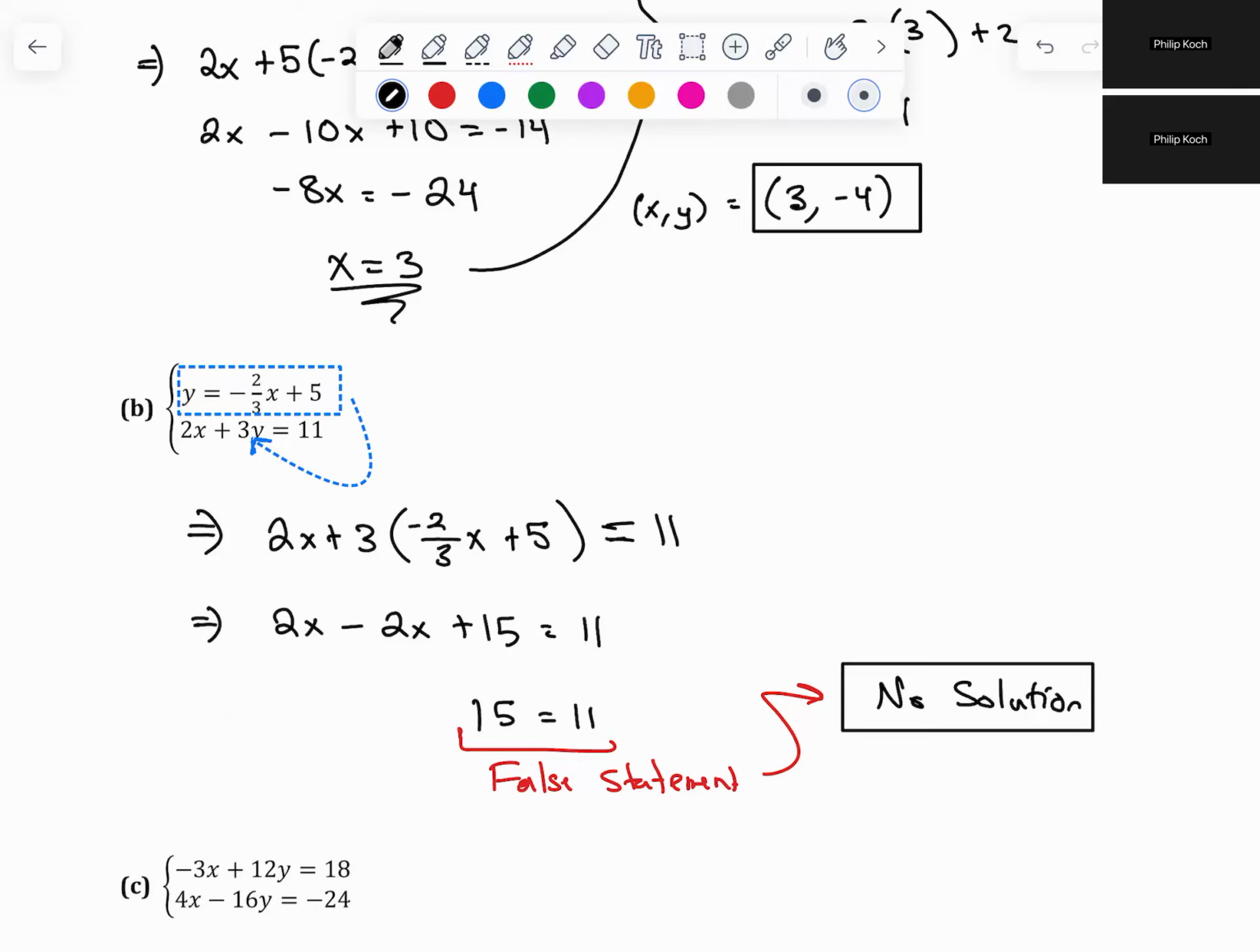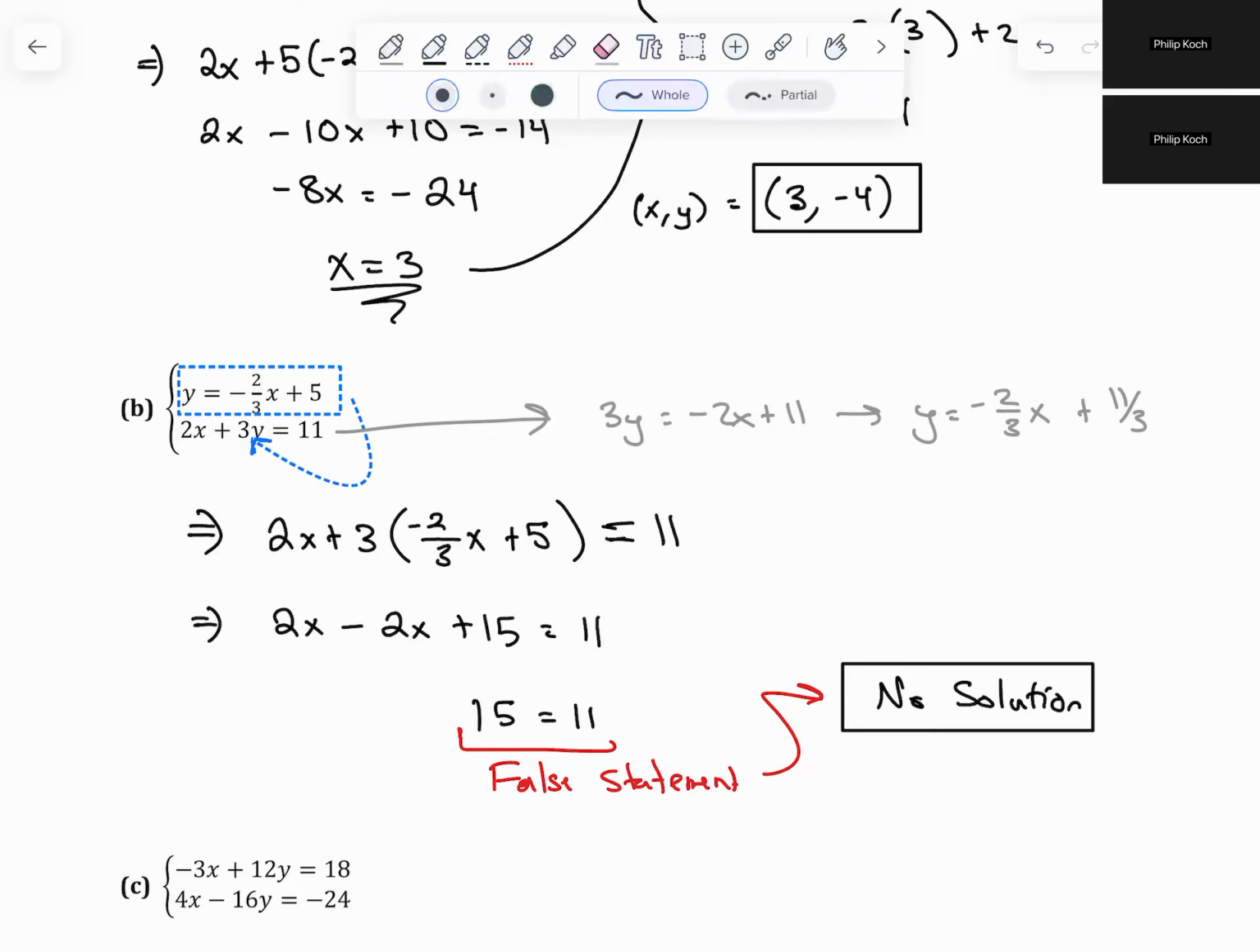And you'd actually see that if you solve for this, just as an aside. If we write the second equation in slope-intercept form, you'll see we get 3y equals negative 2x plus 11. Divide both sides by 3, you get y equals negative 2/3 x plus 11/3. So they are very close to each other, but not the same. They have the same slopes, so they're parallel, but they have different y-intercepts, so they aren't the same line. But anyways.